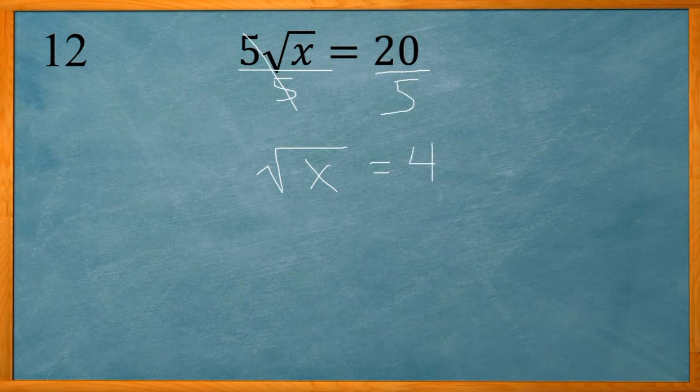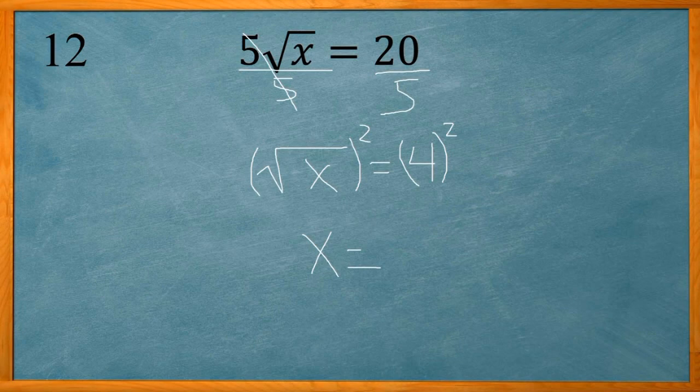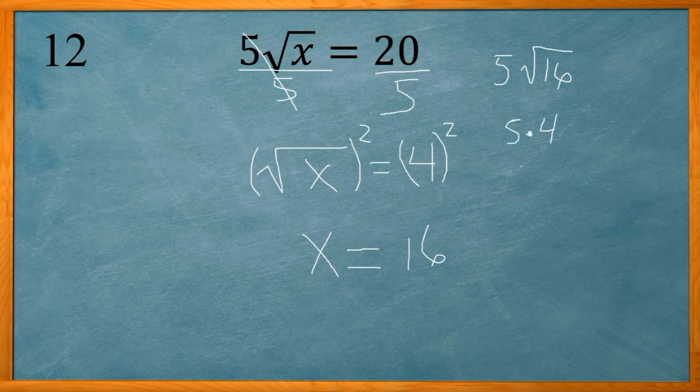And again, when we have a square root, we need to do the opposite, so we're going to square both sides. When you have the square root of x squared, that's just going to be x. And 4 squared, 4 times 4, is 16. So here we have x equals 16. So if I have 5 times the square root of 16, the square root of 16 becomes 4, and you get 5 times 4, and that gives you 20. So both sides will equal 20.